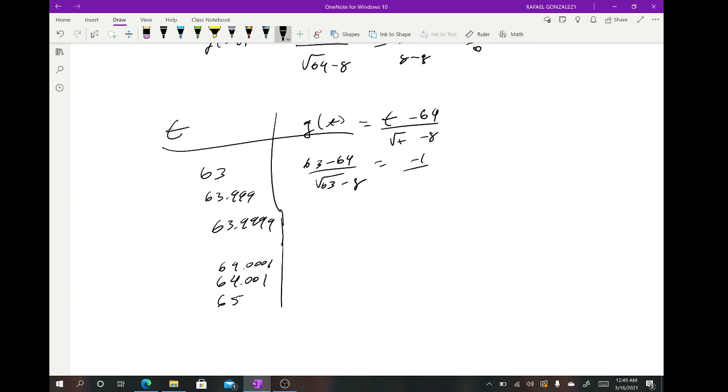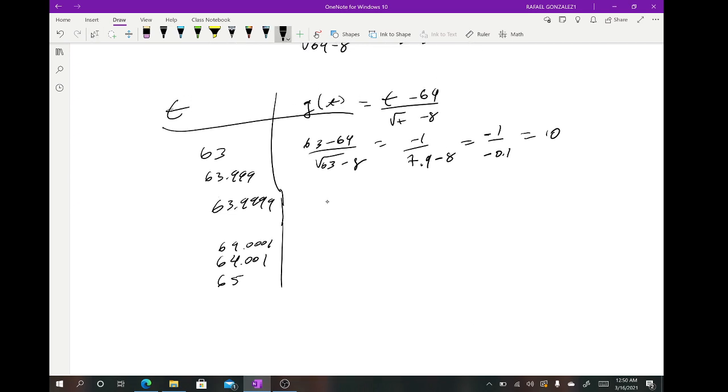So it's going to be minus 1 over, let's see, the square root of 63 should be roughly 7.9. So let's just say it's 7.9. I'll just round to the nearest tenth. So 7.9 minus 8, so that's minus 1 divided by minus 0.1, and minus 1 divided by minus 0.1 is equal to 10. Okay, so we have for the first one, 10.